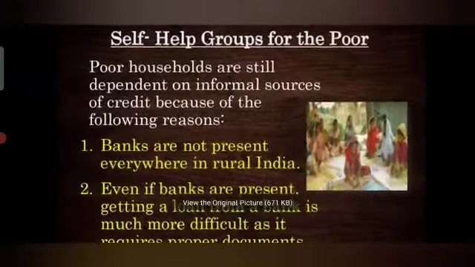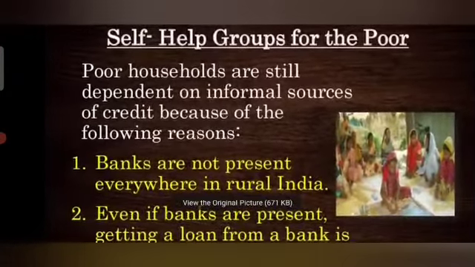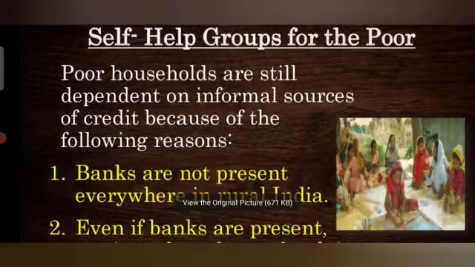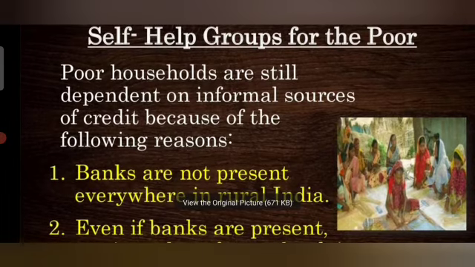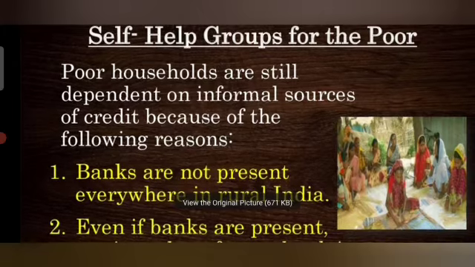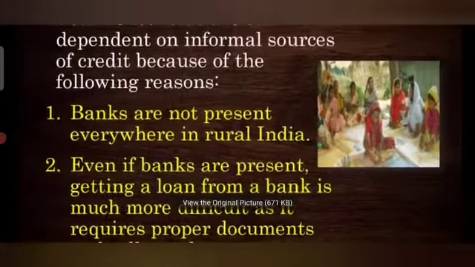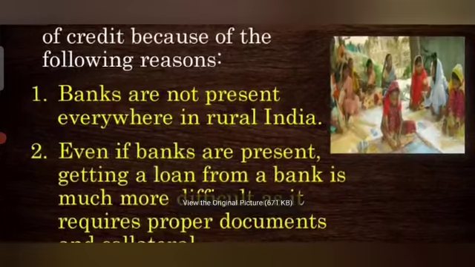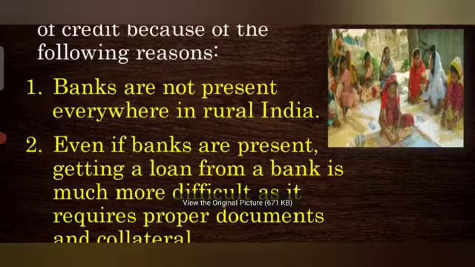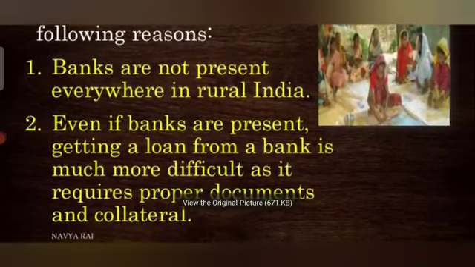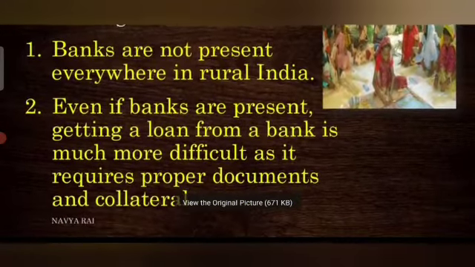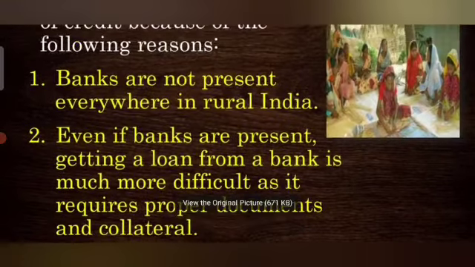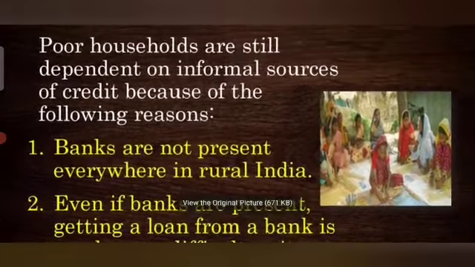Self-help groups. What are self-help groups and how do they run? Self-help groups, SHGs, are for poor people. Poor households still depend on informal sources of credit for two reasons. One is that banks are not present everywhere in rural India. Even if banks are present, getting a loan from a bank is much more difficult as it requires proper documentation, collateral, etc.